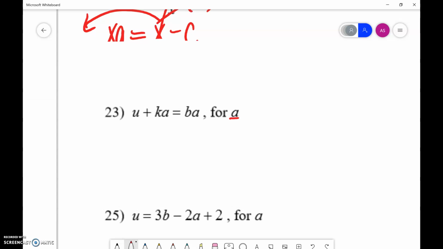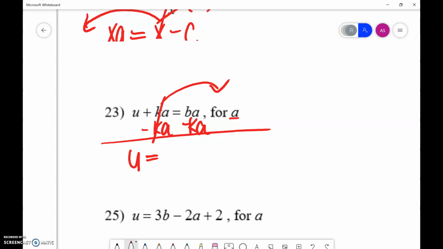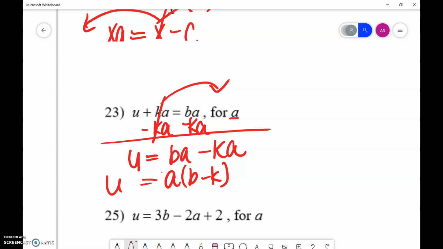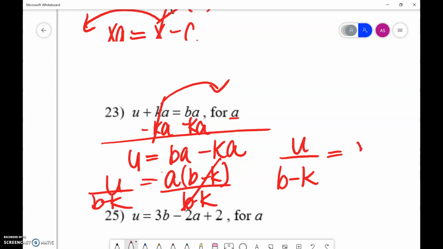So I'm solving for a, so I still want all my a's on one side. I'm going to move ka to this other side by subtracting. So I'm going to have u equals ba minus k. They both have a, so I'm going to factor out a, which will leave me with a times b minus k on the inside, and I still have equals u. Then I'll divide both sides by b minus k, and that will give me u over b minus k equals a.